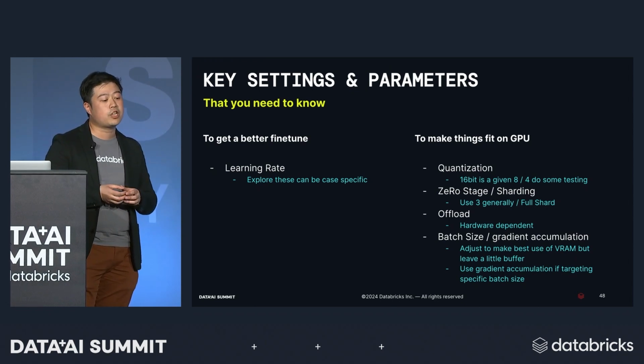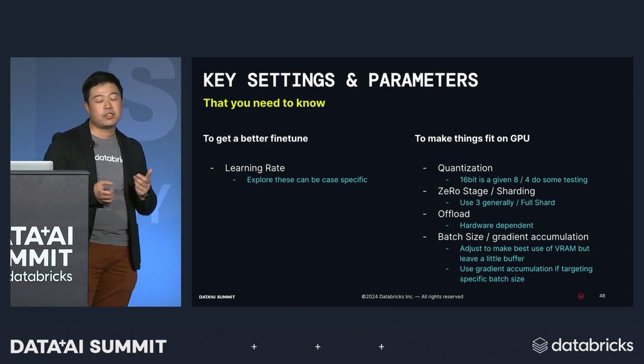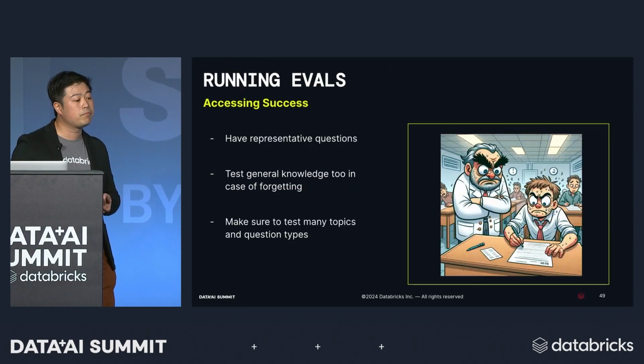In terms of sharding and zero, you want to be using full shard. You want to do sort of zero optimization. Offload can be hardware dependent, you need fast SSDs attached. And then batch size, as I said, adjust that and make it fit on your VRAM.